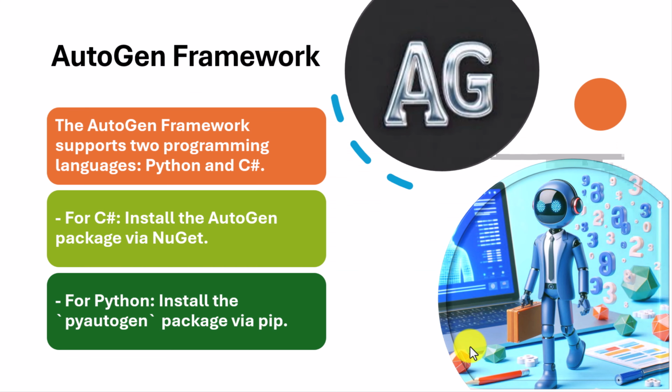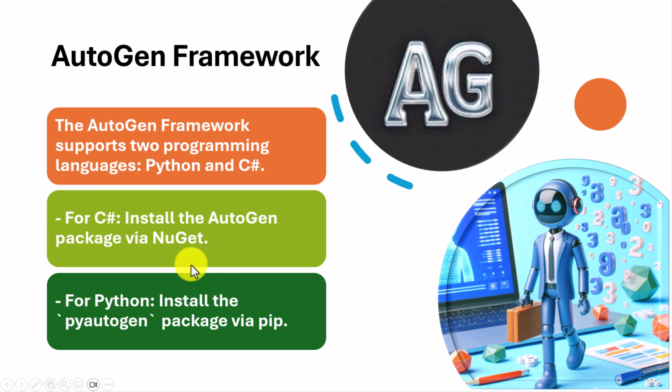The AutoGen framework supports two programming languages, Python and C#. Python is the core of the AutoGen framework. It was first created based on the Python language and has recently moved to C# as well. If you are using C#, you have to install the NuGet package AutoGen. For Python, we have to install the pyautogen pip package. As I mentioned, in this video I'm going to focus on Python programming. In the next video, I'll explain how to use the AutoGen framework with C#.